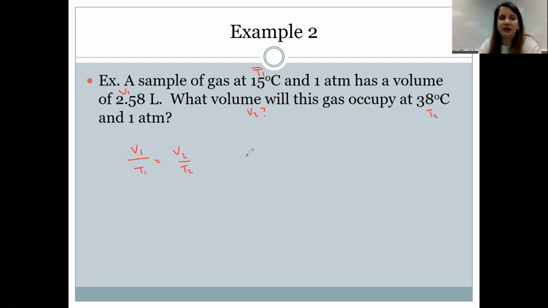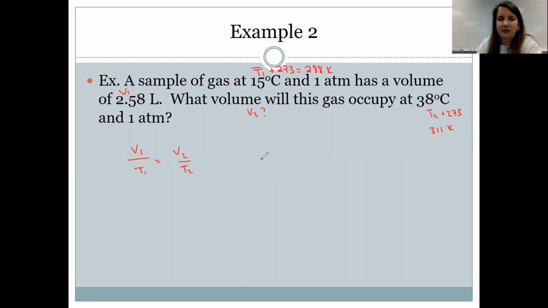I'm going to plug it in. But first, remember, I said when I was showing you the equations that temperature always has to be in Kelvin. So we have to add 273 to this. That's going to get me 288. And we have to add 273 to this. I think that's going to be 311, but I'm going to double check because I don't trust my mental math right now. 311. Okay.